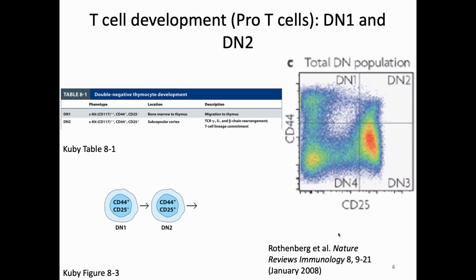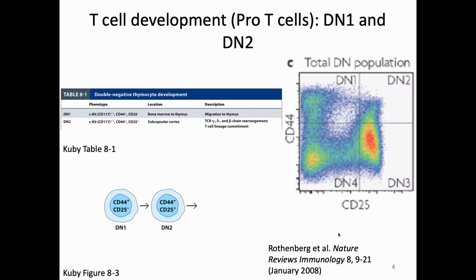And so our double negative 1s and double negative 2s are basically doing what we thought of last time as pro T cells. As a result, you can realize that while they do have CD44 on their surface, they may or may not have CD25, depending on if they're a DN1 or a DN2. They don't have a T cell receptor because they don't make it yet.